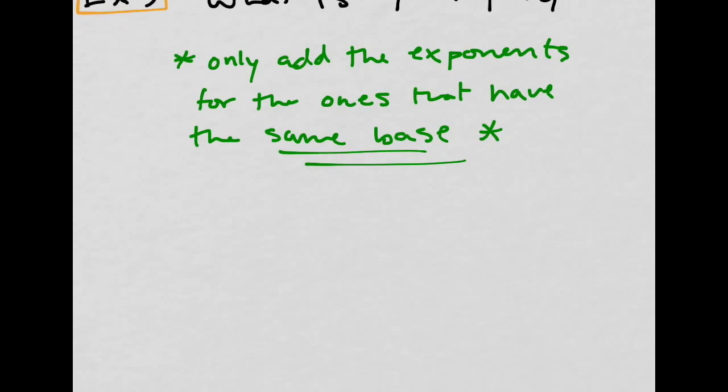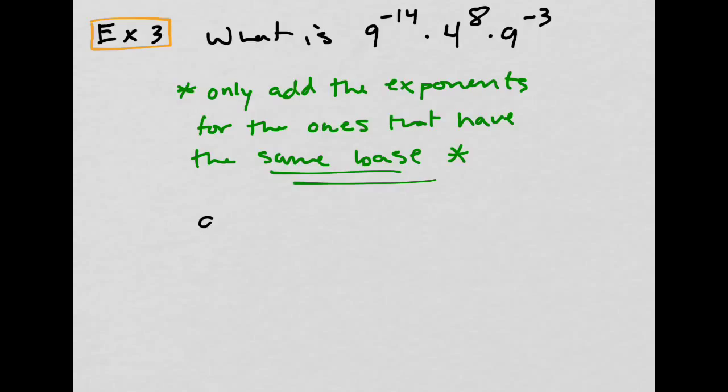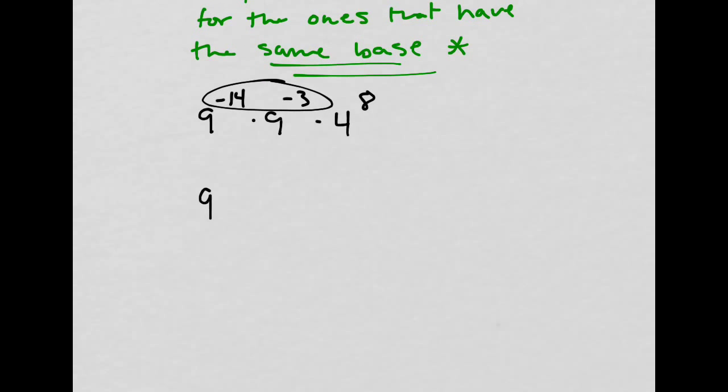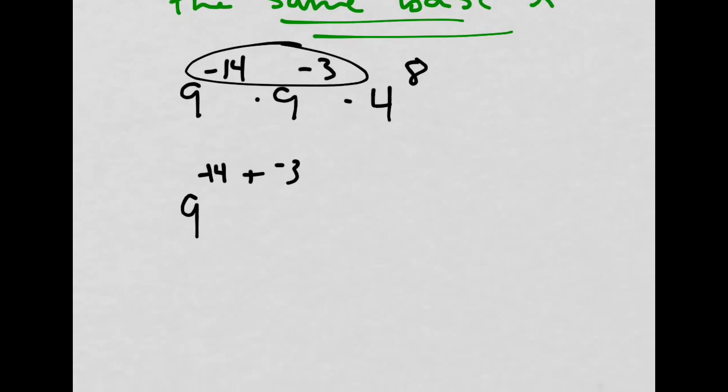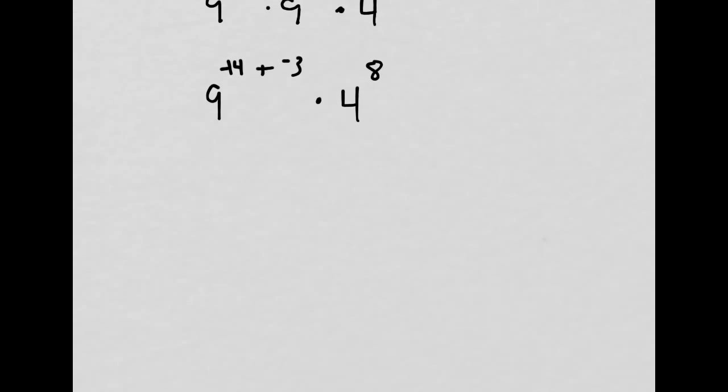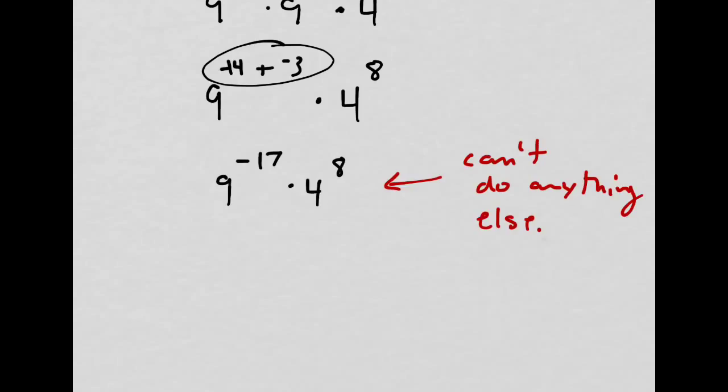So let's do that. We'll have 9 to the negative 14 times 9 to the negative 3 times 4 to the 8th. And we're going to add those exponents. So that'll be 9 with the base written once, and then you have negative 14 plus negative 3. They're the same sign. And then times 4 to the 8th. What's negative 14 plus negative 3? Negative 14, 15, 16, 17. Negative 17 times 4 to the 8th. We can't do anything here, so we just have to leave it. That's our answer. Okay, that's not so bad at all.